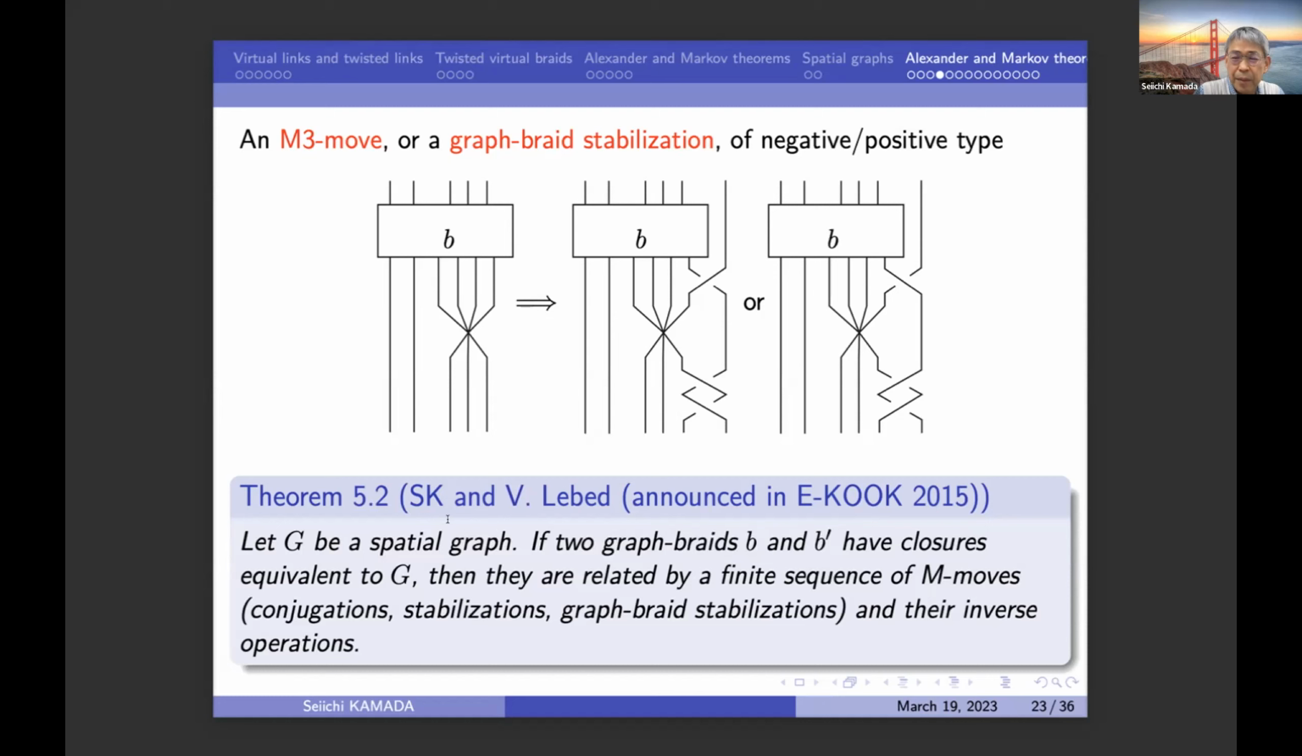And this is a theorem, the Markov theorem for spatial graphs. This was announced at the extended Cook seminar in 2015, but the paper is not published. Actually, we wrote a preprint, but now I'm updating the preprint again. After that, I'm going to put it on arXiv. Let G be a spatial graph. If two graph braids B and B' have closures equivalent to G, then they are related by a finite sequence of M moves: conjugations, stabilizations, graph braid stabilizations, and inverse operations. This is the Markov theorem.